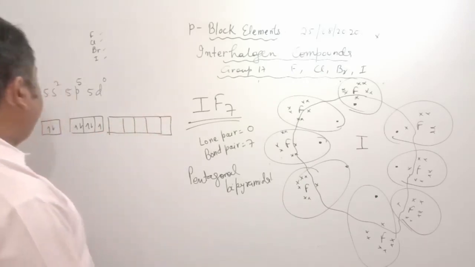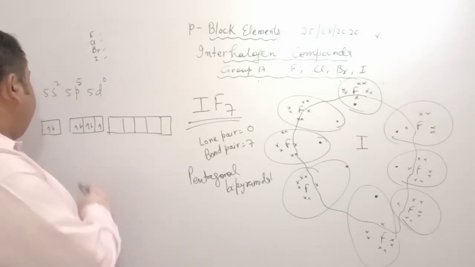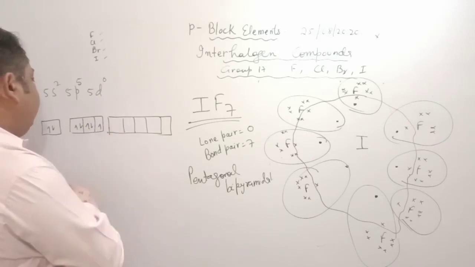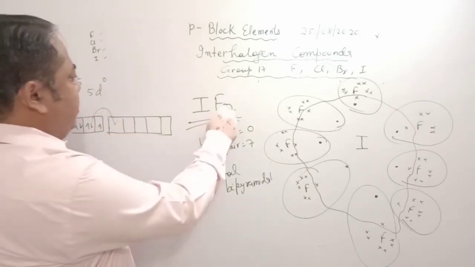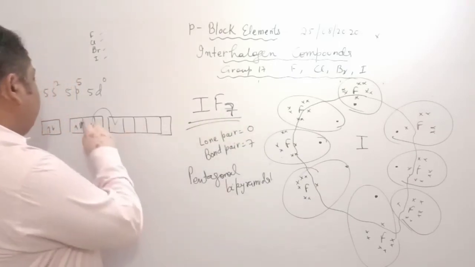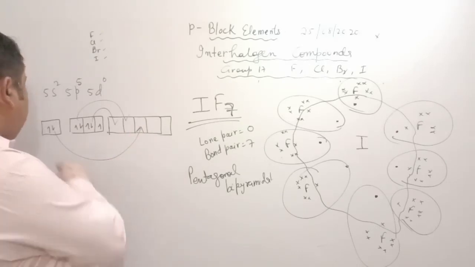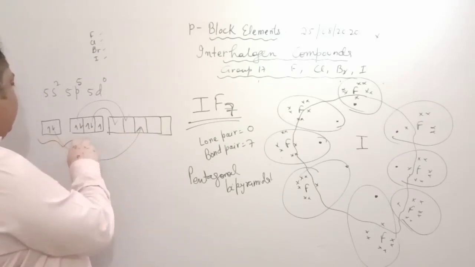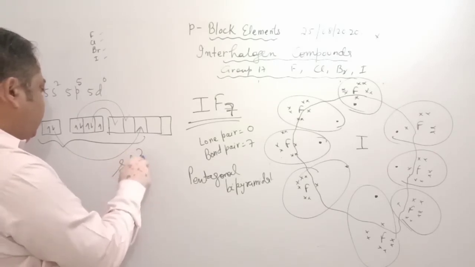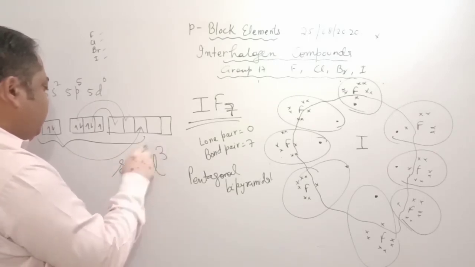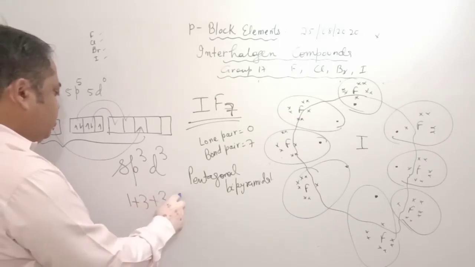Now it needs to have 7 unpaired electrons. So to have unpaired electrons, what will it do? It will get promoted here. So 7 unpaired electrons are required. So one will come here, one will come here, and one will come here. So how many orbitals are getting used? 1 s, 3 p, and 3 d. That means 1 plus 3 plus 3 is equal to 7.